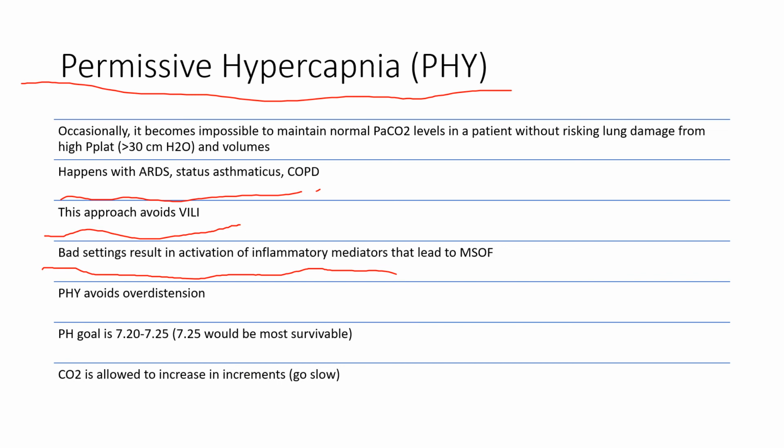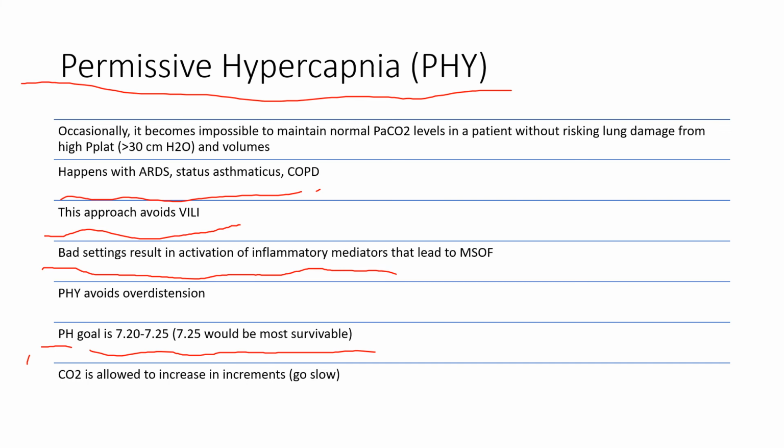That's why we need to let their CO2 levels rise. So this avoids overdistension on purpose, right? We're going to start to turn down their tidal volumes, and we're going to target a pH that's 7.25 or above, or 7.20 and above, depending which study they go by. But the CO2 is allowed to increase in increments, usually up to around 80 millimeters of mercury, and sometimes more than that, depending how sick their lungs are.